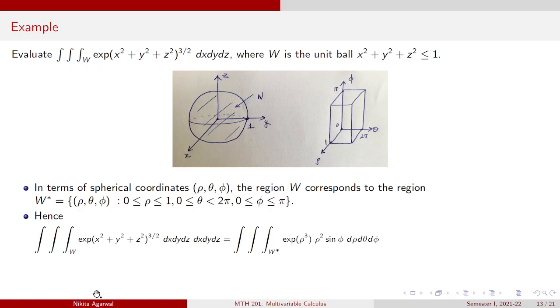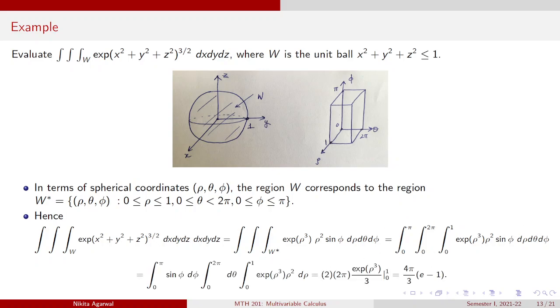So the integral becomes this. Remember the extra term rho square sine phi, and x square plus y square plus z square is rho square. So you get this and then you can just integrate it, right? You write down the limits for rho, theta and phi, you integrate. So I'll not go into these things.